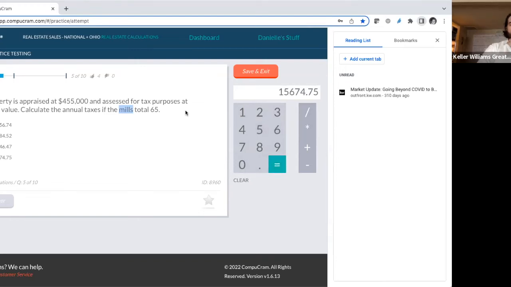Now, these are annual taxes, so we don't have to divide by 2 here. We're not saying semi-annual, so we don't have to multiply by 2. It's just simple and straightforward, back to front.